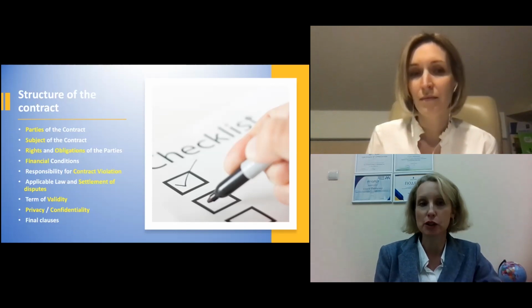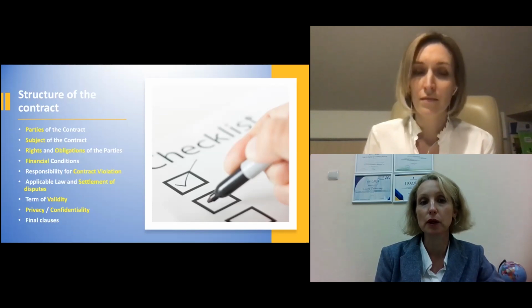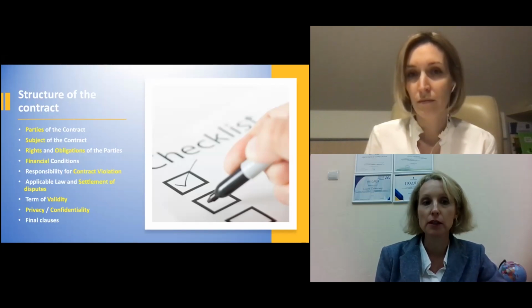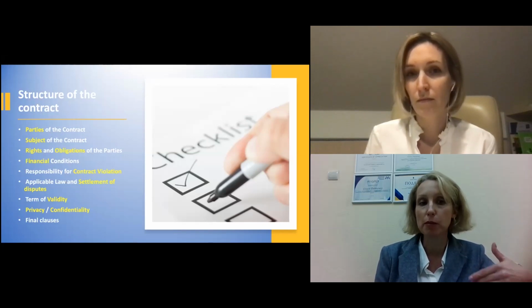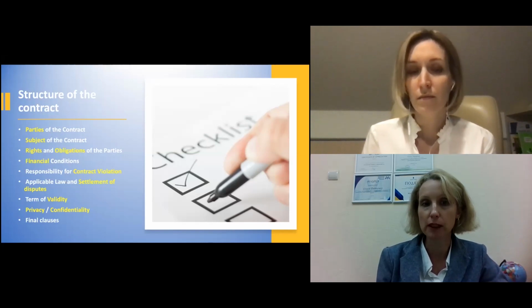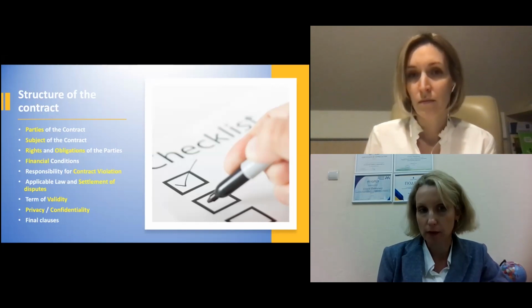Responsibility for contract violation, of course, and in view of the fact that a lot of surrogacy programs, not most, but a lot of them, are done with intended parents who come from abroad, so foreign citizens, it is very important to set forth the applicable law and settlement of disputes, to which court the parties of the contract should apply if something goes wrong. Term of validity, whether the parties can terminate the contract or not, and at which stages.